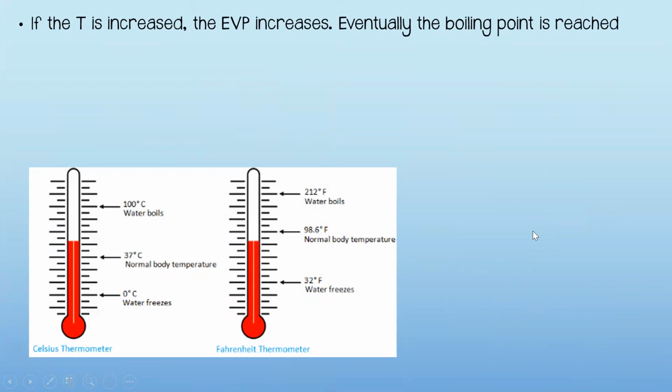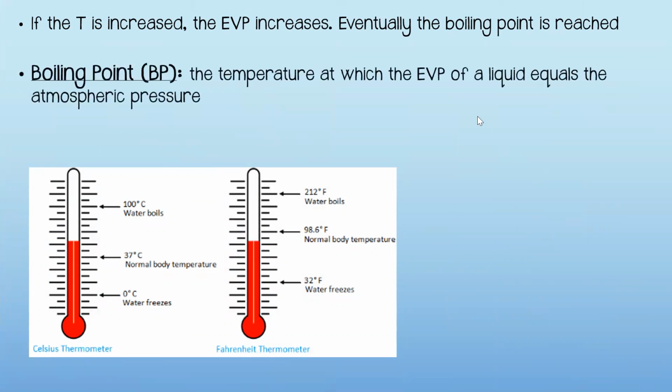So once again, if you increase the temperature, you increase the equilibrium vapor pressure, and eventually that boiling point is reached where you can overcome the atmospheric pressure. So boiling point is defined as the temperature at which the equilibrium vapor pressure of a liquid is equal to the atmospheric pressure. That is boiling point. So just be aware, boiling point at sea level is standard, boils at 100 degrees Celsius or 212 degrees Fahrenheit. But depending on where you're at atmospherically, that may be lower or higher.